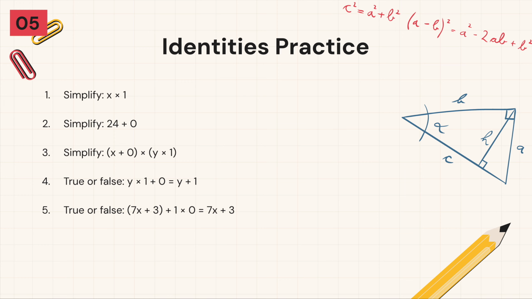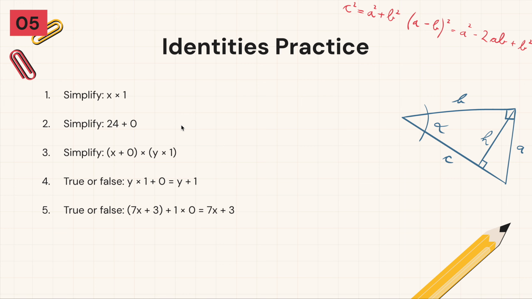Okay, so now that you've finished, we start with question 1. X times 1, this is the multiplicative identity. Any number times 1 is just equal to that number. So question 1 is X. Question 2, 24 plus 0, this is the additive identity. Any number plus 0 is just equal to that number. So question 2 is just 24.